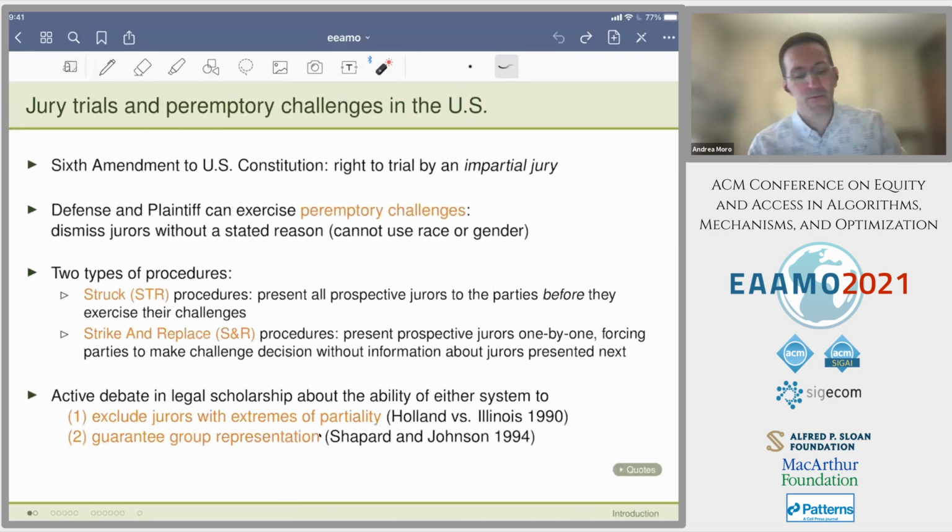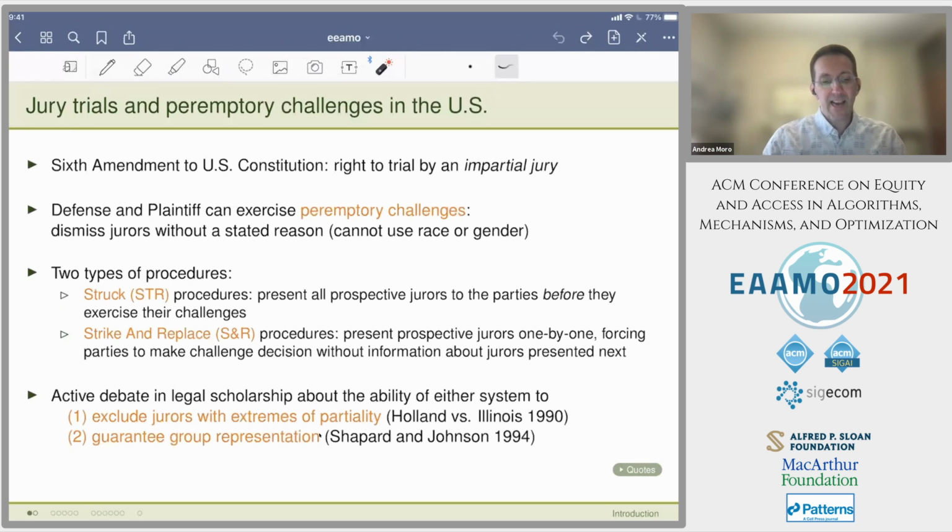We study two types of procedures that are discussed and used in practice. Struck procedures present all prospective jurors to the parties, who can interview the jurors in a process called voir dire. In a struck procedure, the jurors are presented before the parties can exercise their challenges. Under strike and replace procedures instead, jurors are presented one by one or in small groups, but in principle they can be presented one by one, forcing the parties to make challenge decisions without information about jurors to be presented next.